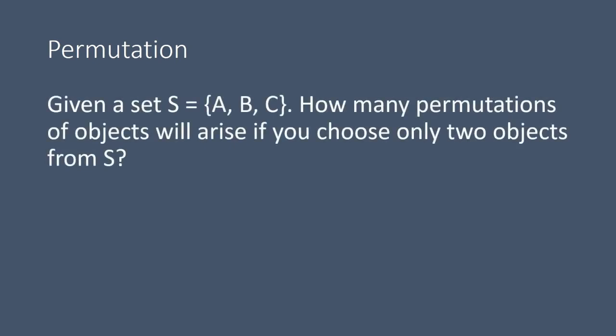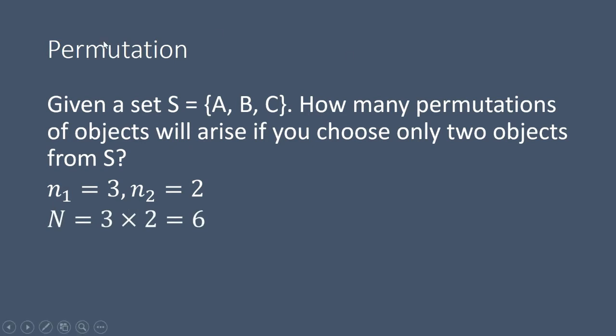Given a set S with elements A, B, and C, how many permutations of objects will arise if you choose only 2 objects from set S? We can obtain the number of permutations in 2 ways. First, using the fundamental counting principle, which is 3 times 2. Again, n sub 1 is equal to 3. For the first slot, we have 3 choices. For the second slot, we are left with only 2 choices. And so it's going to be 3 times 2. The total number of outcomes is equal to 6.